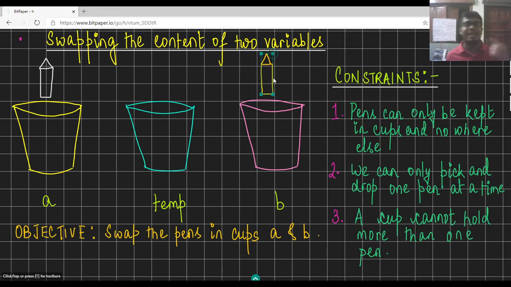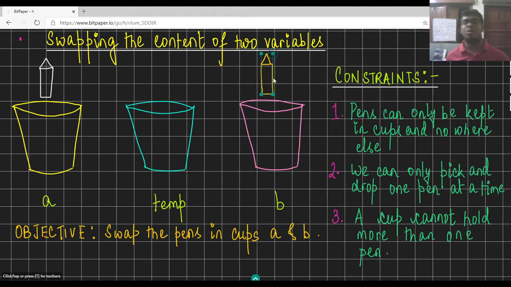Now moving on to the second constraint, we can only pick and drop one pen at a time. Well, you have 2 hands. You think, I have 2 pens, so I'll take 2 pens from the cups, exchange and place them. You can't do that. You can only pick and drop one pen at a time. That is, you can either pick this and keep it there, then pick this and keep it there. You cannot do this simultaneously.